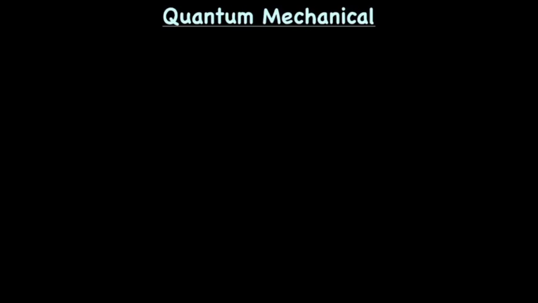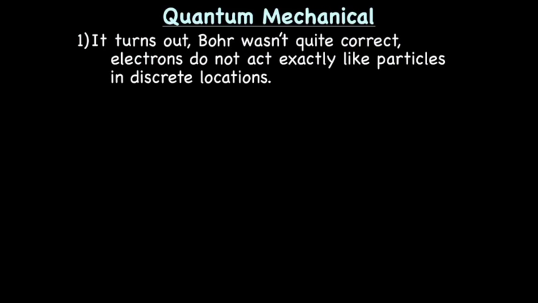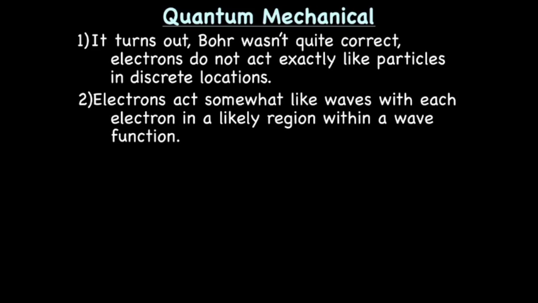Okay, last topic in this very jumbled lecture here, quantum mechanical model. What you need to know about this is it turns out that Bohr wasn't quite correct. Electrons do not exactly act like particles in discrete locations. Okay, so they're not exactly here and they fall down or up. They're not exactly like particles, but somewhat. Electrons act somewhat like particles, but also somewhat like waves, with each electron in a likely region within a wave function. So let me explain that.